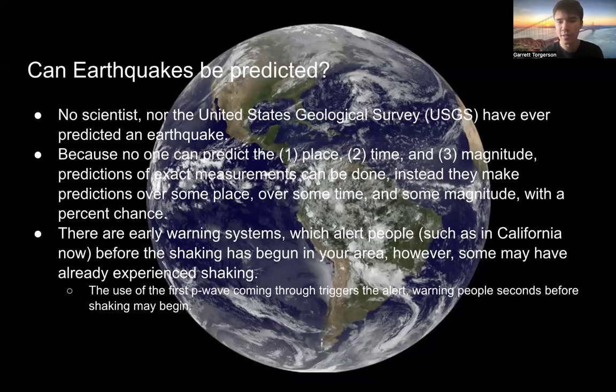There are early warning systems which alert people, such as in California, before the shaking has begun. However, they're not perfect and they are still in training phases. How that works is the first P wave coming through triggers the alert, warning people seconds before the shaking may begin.